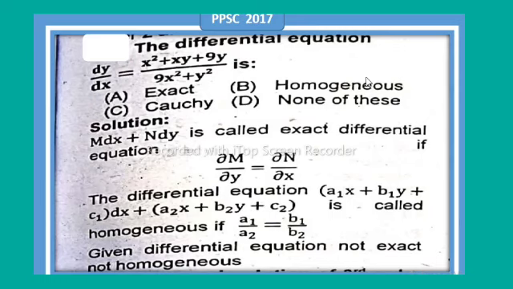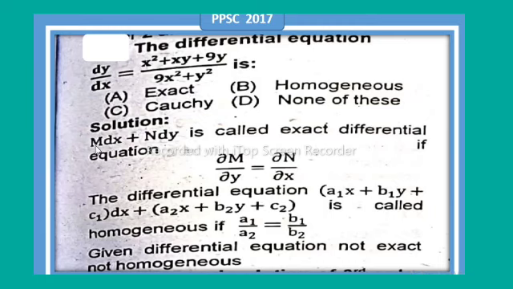In this lecture, I will solve Pakistan Public Service Commission 2017 MCQ, that is the differential equation dy over dx equal to x square plus xy plus 9y divided by 9x square plus y square is solution.